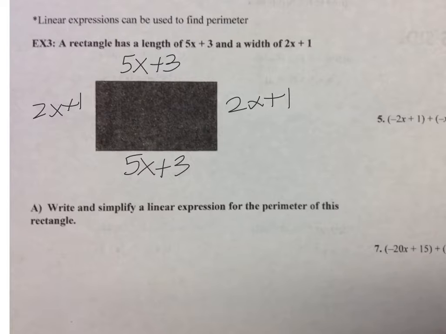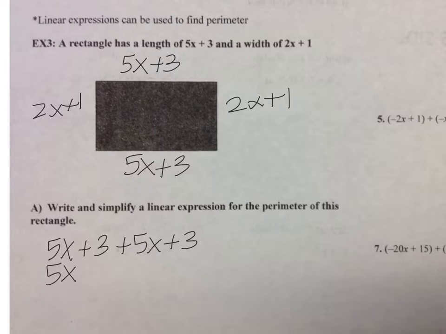So it says write and simplify a linear expression for the perimeter of this rectangle. Now I'm going to go ahead and start with my lengths first. My length is going to be 5x plus 3, and I have 2 of them, so I can do plus 5x plus 3. I'm going to simplify it first, so I'm going to put my like terms together.